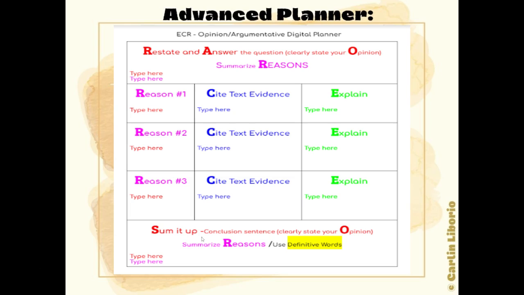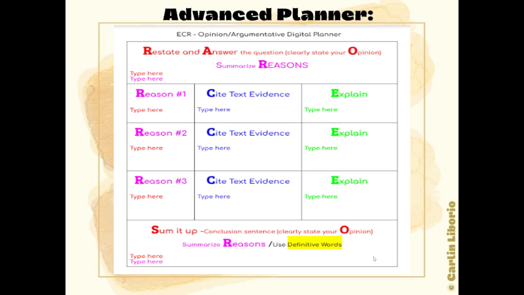And then at the end, they can just answer the question again with their opinion. And if they're able to, they could summarize the three reasons, but in a different way. And then they go back and summarize the reasons up here, but in a different way. And then that will give them a 2-sentence solid introduction.